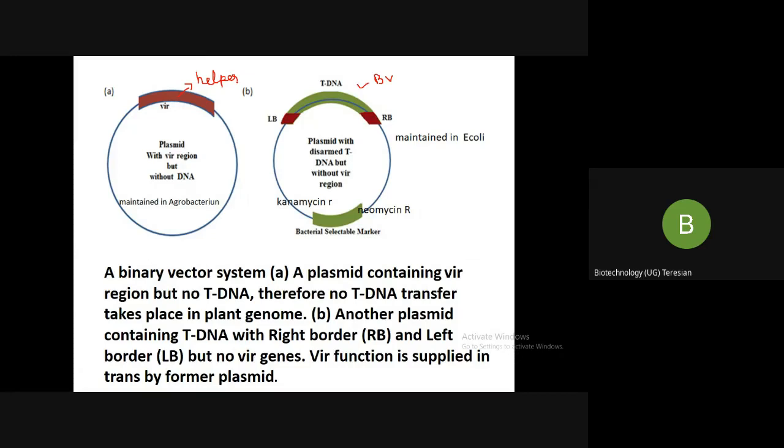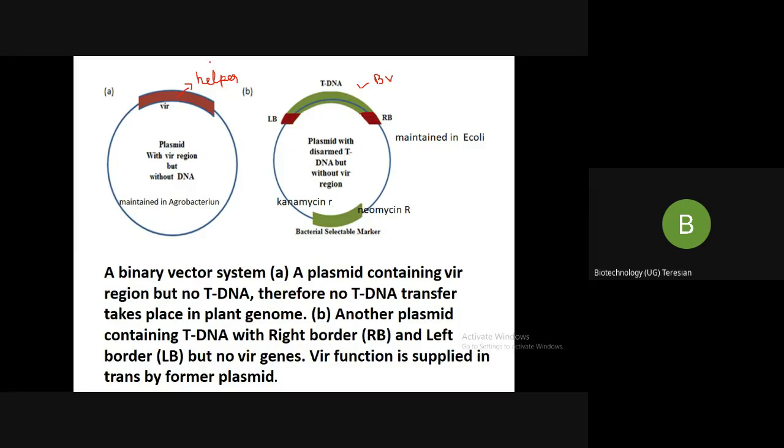So this is one of the standard tools to bring about transformation in higher plants mediated by using agrobacterium. Earlier, scientists had a perception that agrobacterium can infect only dicotyledons plant, but most of our crop plants are monocotyledons. But today we know that agrobacterium can infect not only dicotyledons but also monocotyledons.